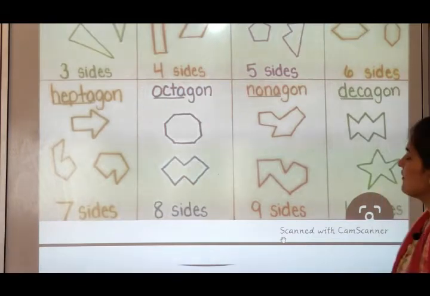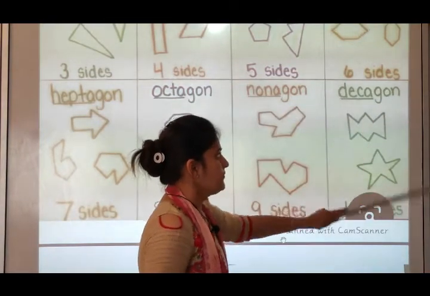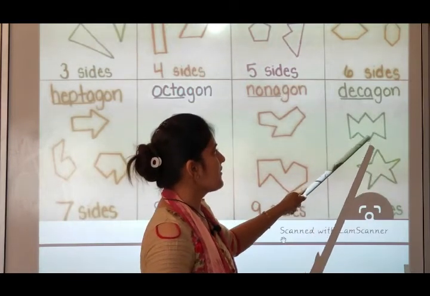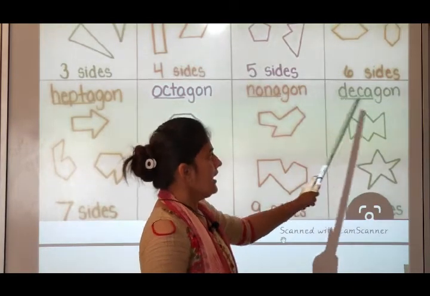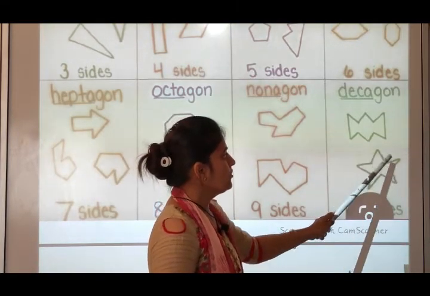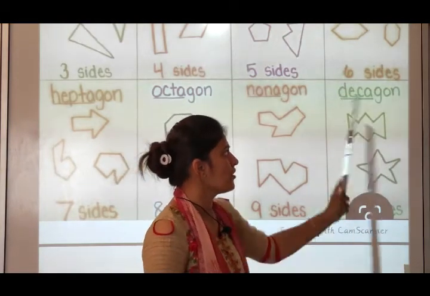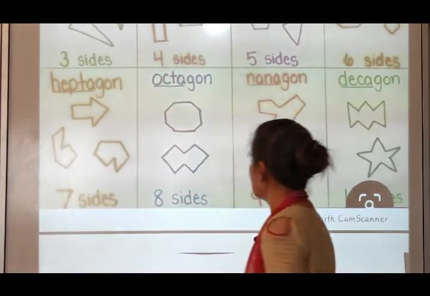Now last is when there are 10 sides, then the shape is called decagon. Here you can see 1, 2, 3, 4, 5, 6, 7, 8, 9, 10 sides are there. So it is called a decagon. Another is a star shape, which is also a decagon. Now let us see next.